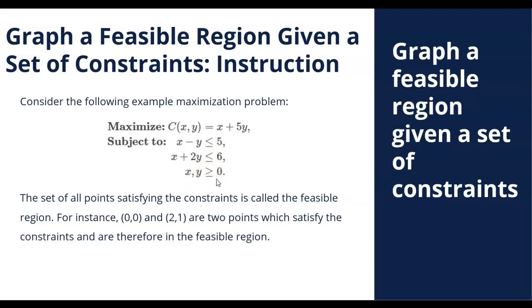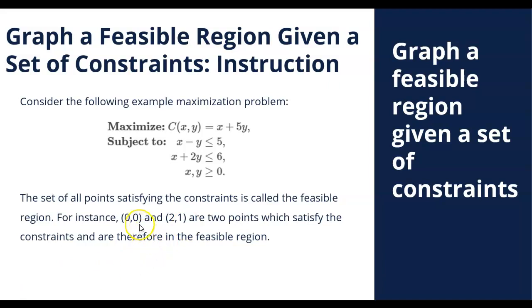Now, the set of all points satisfying the constraints is called the feasible region. And to get the feasible region, all you need to do is solve the system of linear inequalities here and get the overlapping region. So the set of all points that satisfies the system of linear inequalities is the feasible region. For instance, the two points (0, 0) and (2, 1) satisfy the constraints. Therefore, the two points are in the feasible region.